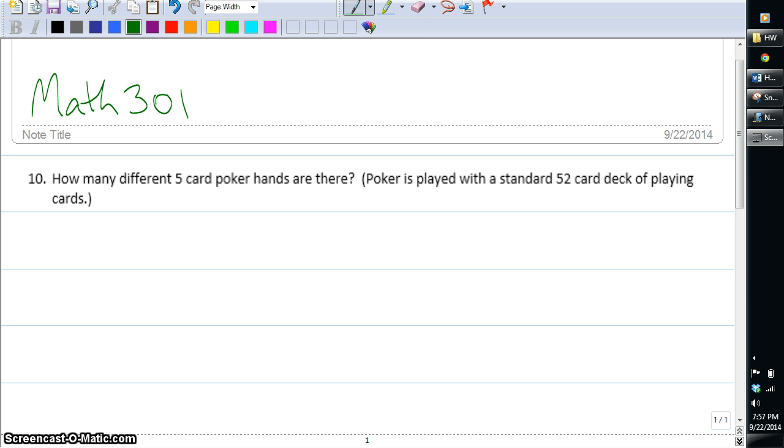It's the easier of the two, but I want to look at some aspects of this question that I think might shed a little bit of light on question 11 as well. So the question was, how many different five-card poker hands are there? Poker is played with a standard 52-card deck of playing cards.